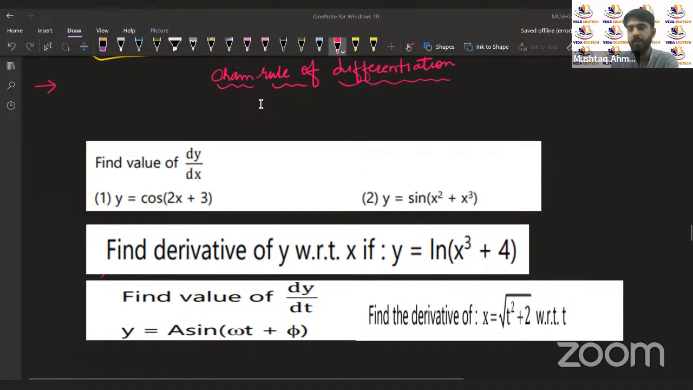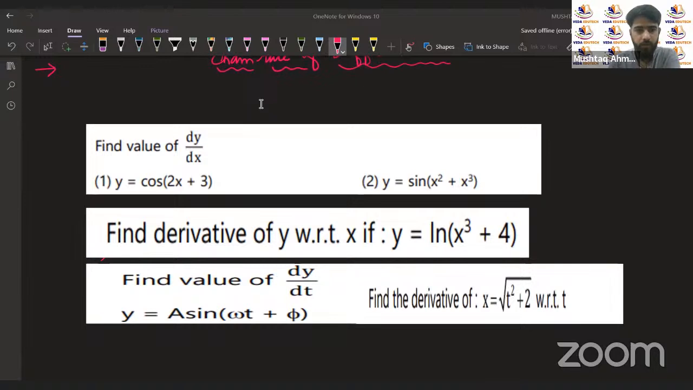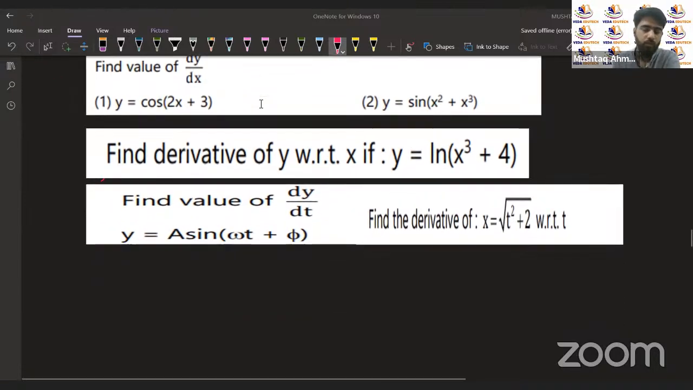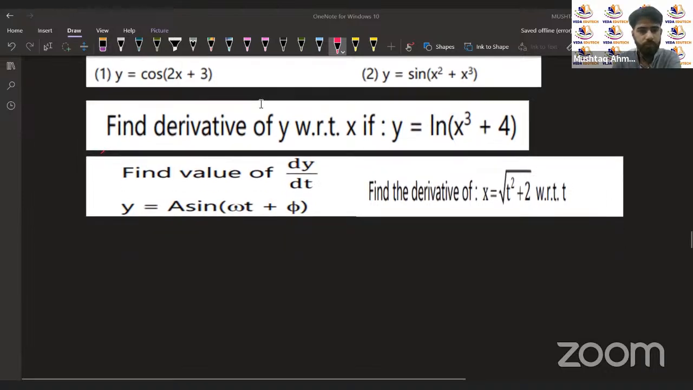Today we'll be discussing one more rule about the differentiation of a function, and that's the chain rule of differentiation. तो chain rule में क्या होता है कि हमारे पास composite functions होती है. Like in this figure, we have a composite function. Composite functions क्या होती हैं?